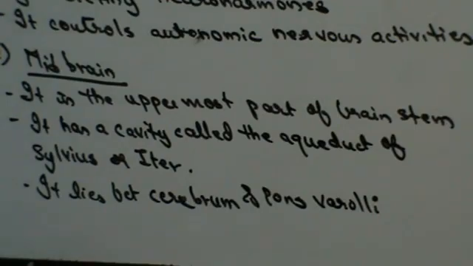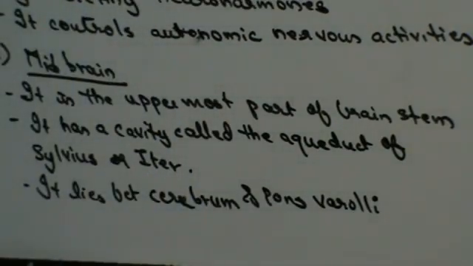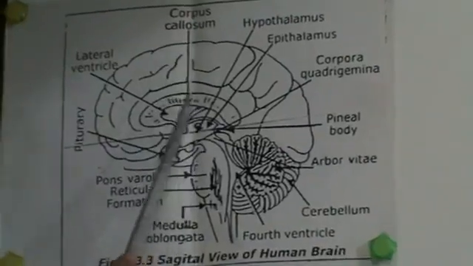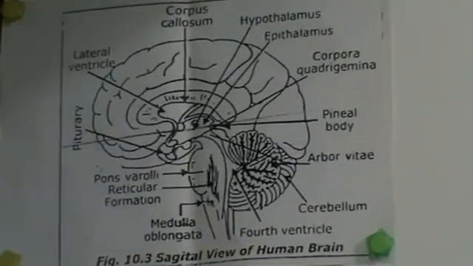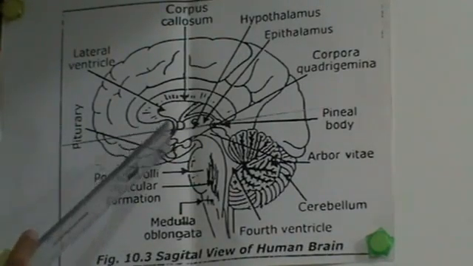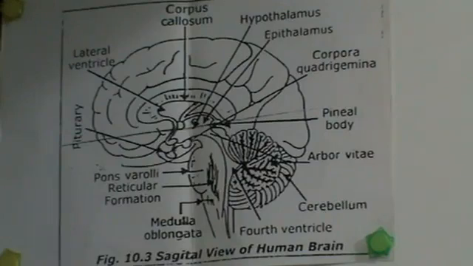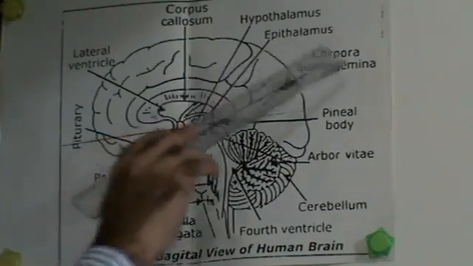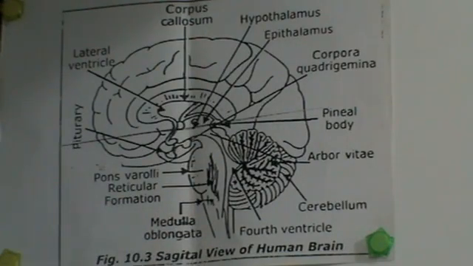So here you can see this. I just showed you the figure first. Here is pons varolii, here is cerebrum, so it lies somewhere here, between pons varolii and cerebrum. Do we get this clearly? And what is it made up of? As you can see, it is made up of four small rounded bodies of nerve cells and nerve fibers, which are called corpora quadrigemina.